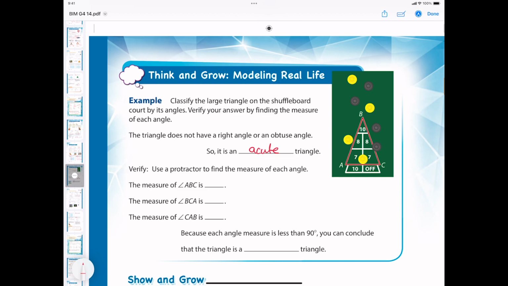Now measure angle ABC. ABC, okay? That is what? You must have 40 degrees, okay? And measure of angle BCA. BCA is what? Yeah, 70 degrees. And angle CAB is also 70 degrees. Because each angle measure is less than 90 degrees, you can conclude what? That the triangle is an acute triangle.